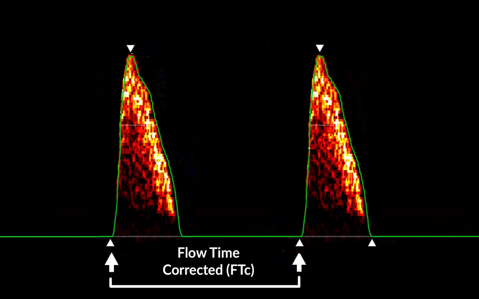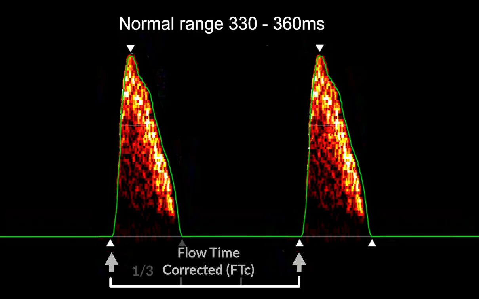Flow time is measured from the base of the waveform and depends on heart rate, left ventricular filling, and afterload. Flow time is corrected to a heart rate of 60 beats per minute and is inversely correlated to afterload and can be used instead of systemic vascular resistance. Normal range 330 to 360 milliseconds, representing 1/3 of the cardiac cycle.